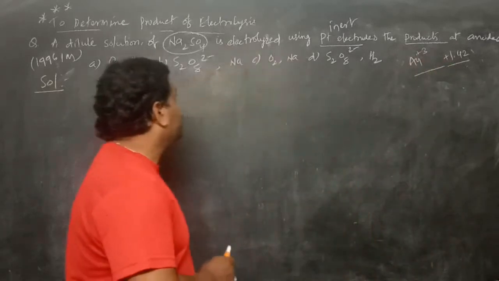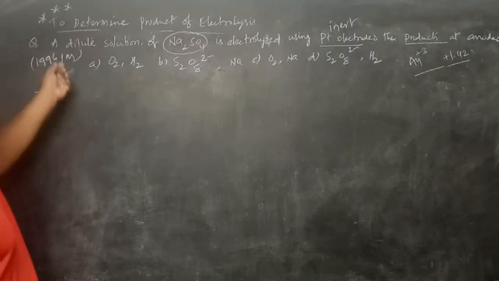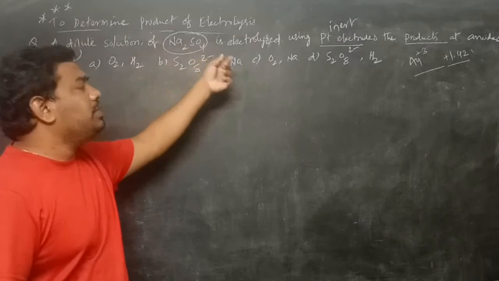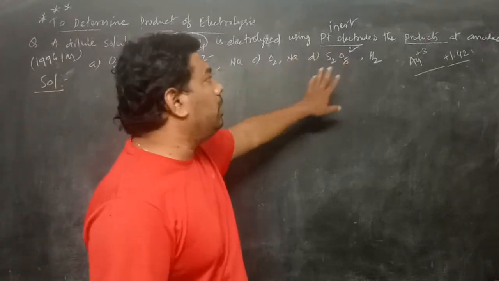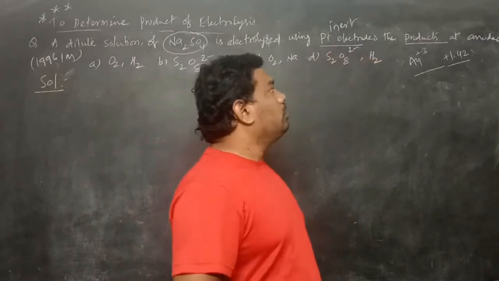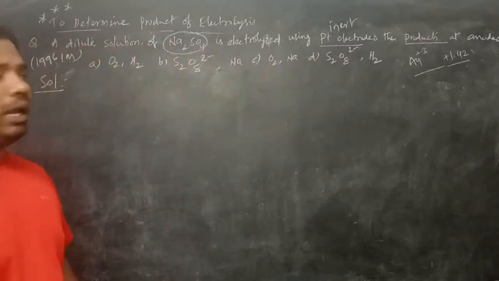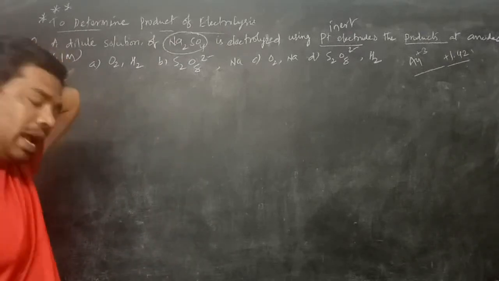Okay, right. So here you can see the question was asked in IIT-JEE 1996. So what is the question? A dilute solution of sodium sulfate is electrolyzed using platinum electrodes. Here the platinum electrode is an inert electrode. So what is being asked is the products at the anode and cathode. So what type of products are deposited or liberated at the anode and cathode.